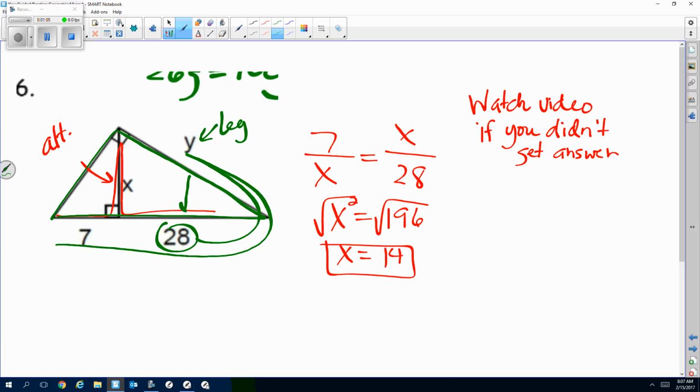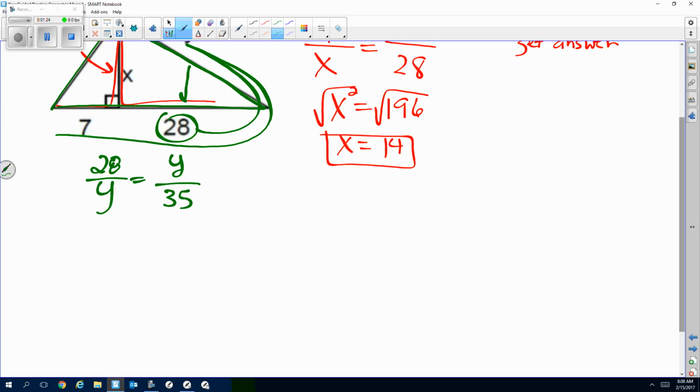So our proportion for this would have been 28 over y equals y over, and then because we have to do the whole hypotenuse, that's 35. And then now we're just going to cross multiply. That would give us, let me scroll down just a little bit, sorry, y squared equals 980.